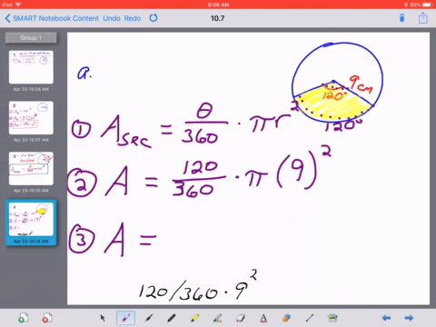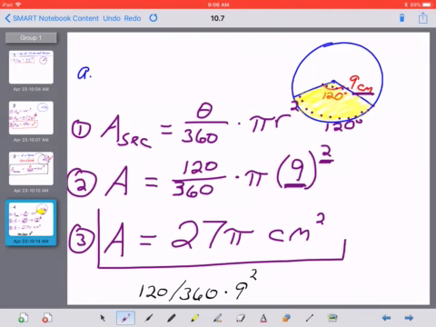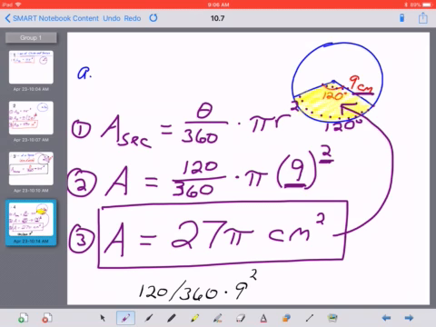Anyway, 120 over 360 ends up being 1/3. 9 squared is 81, and 1/3 of 81 is going to get us 27 pi for our answer. Now again, in terms of units, we were dealing with centimeters here, so this 9 for our radius was actually 9 centimeters, and centimeters squared is going to get us square centimeters for our final answer. And that is the area just of this yellow shaded region right over here.